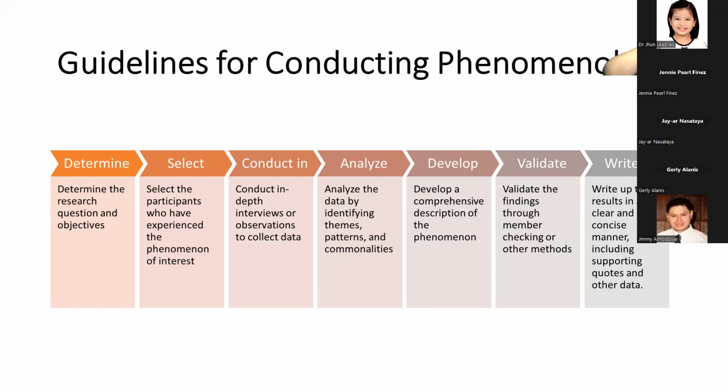Clear? So, first, you determine what you want to ask, the research question and the objectives. And then you select the participants who have experienced the phenomenon. Okay? In selection, you have to create criteria. Now, you have to have that concept in your mind already. That, for example, you're working in UAE.